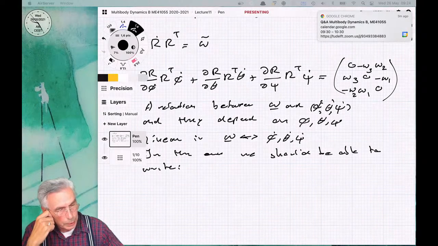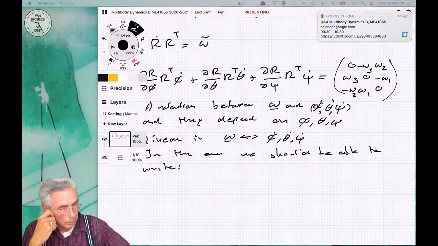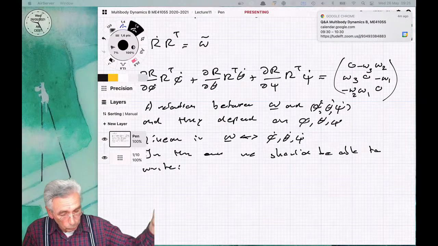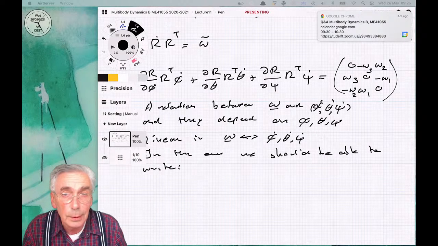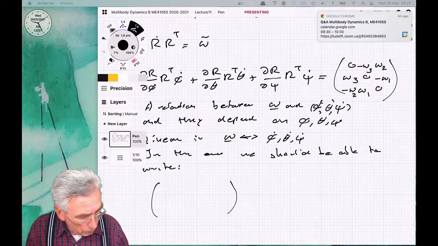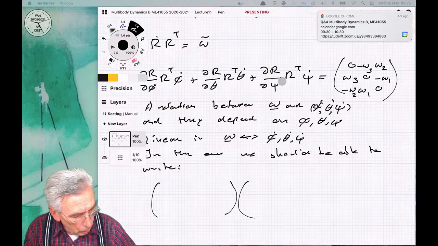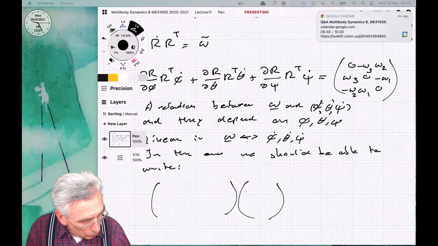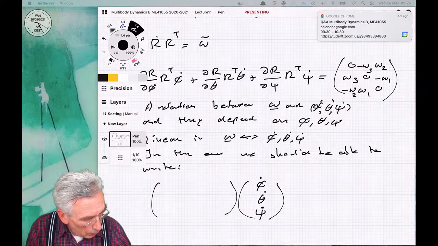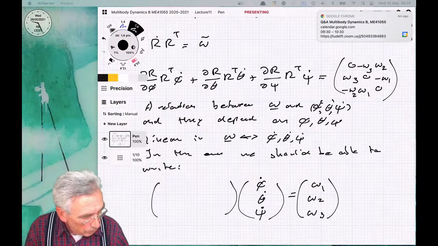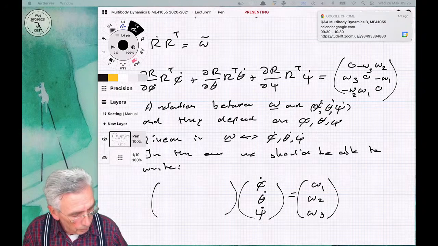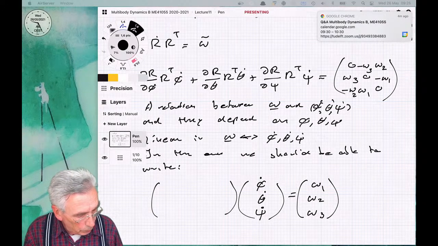Since it's a linear relationship, and I have here a matrix, and everything is linear in phi dot, theta dot, psi dot, I could finally, and I don't know how yet, but we should be able to write it something like this. And this is a whole lot of shebang before these time derivatives of the angle, so phi dot, theta dot, psi dot. And then the outcome is omega 1, omega 2, omega 3. So 3 equations, the first for omega 1, the second for omega 2, and the third for omega 3.